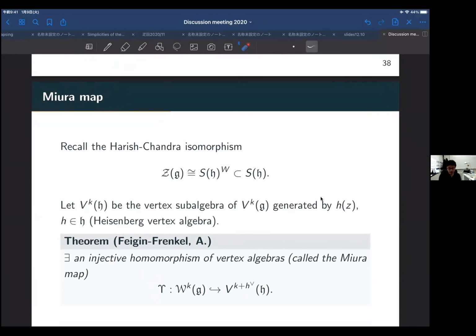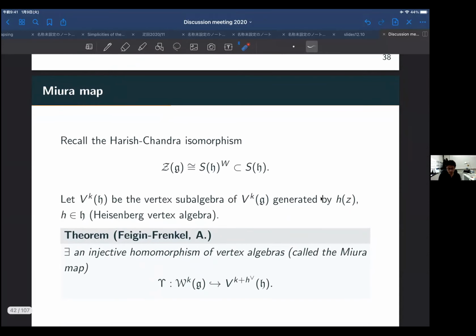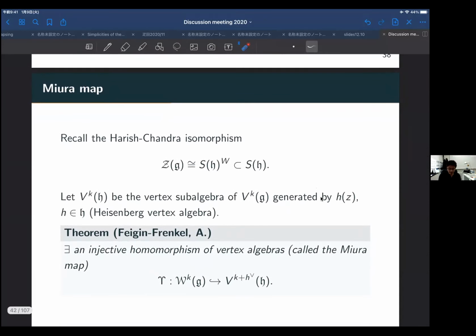the Miura map. So let V^k(h) be the vertex subalgebra of V^k(g) generated by the elements corresponding to the Cartan. So this is just a Heisenberg vertex algebra, which appeared in Aron's book. Now the theorem is that we have an injective homomorphism of vertex algebras. So this injection leads to this map from the double algebra to the Heisenberg algebra. So you can consider the double algebra as a subalgebra of the Heisenberg algebra.